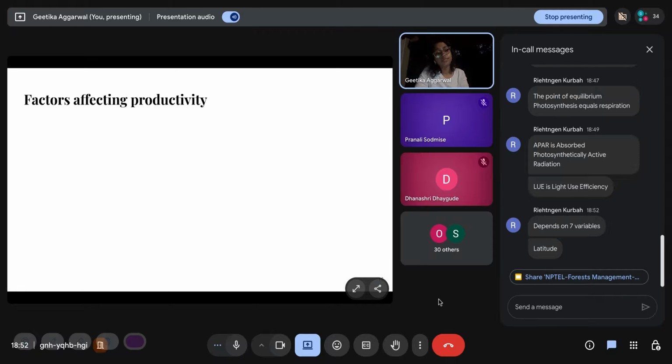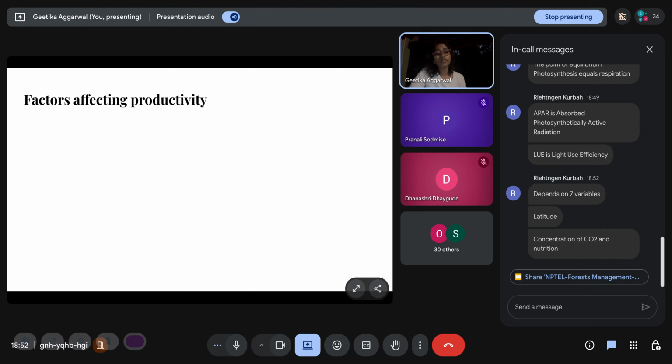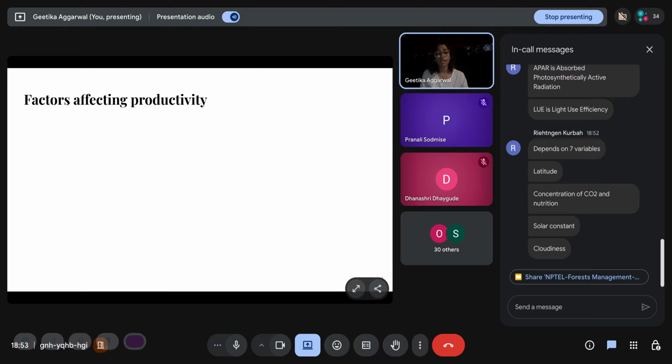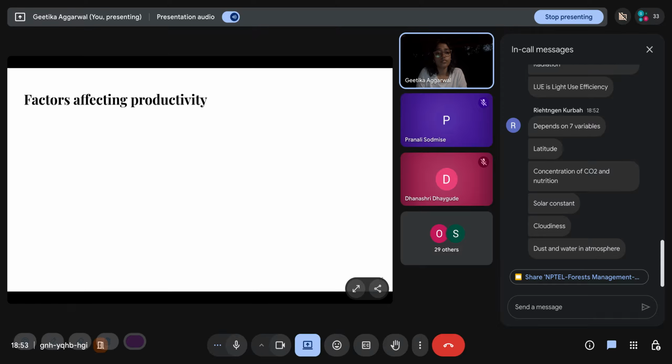Latitude, yeah. So what is the concentration? How much carbon dioxide is present there, and what is the nutrition? Solar constant, cloudiness, dust, and water. Yeah. So you're correct.